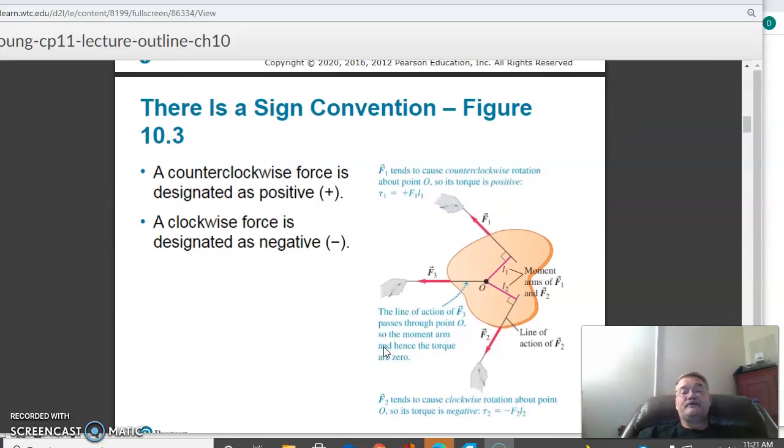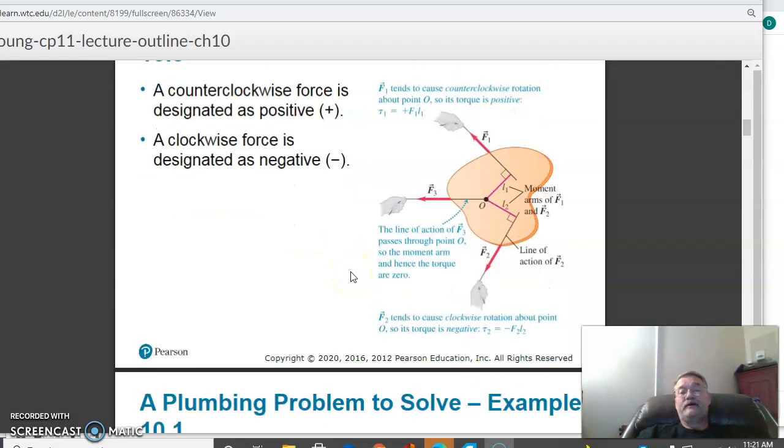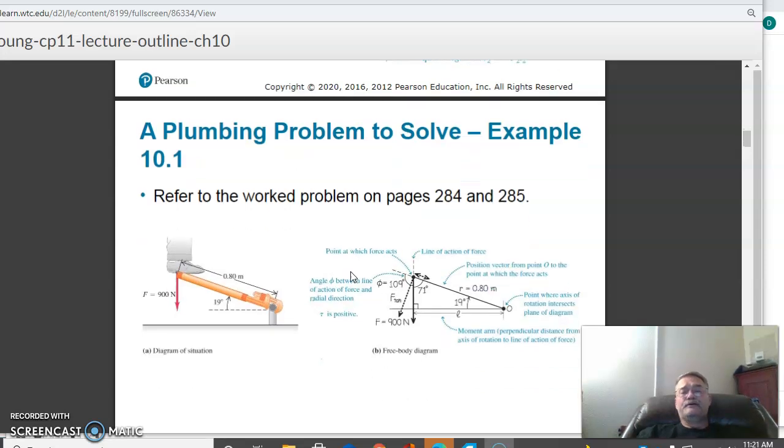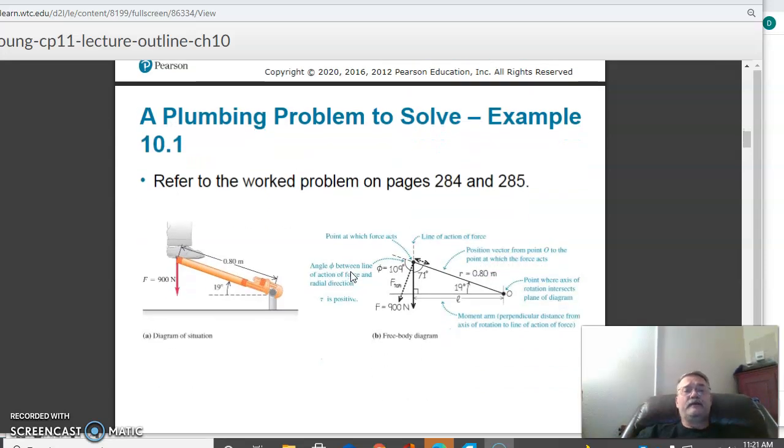Some sign convention that this text generally shares, and I think it's good: counterclockwise is designated as the positive direction, just as it was in rotation in last chapter, and clockwise is generally designated as the negative direction. Again, I would encourage you to go to the text and look at a problem similar to this plumbing problem. It's exactly what I was just talking about with a stubborn bolt that won't turn.